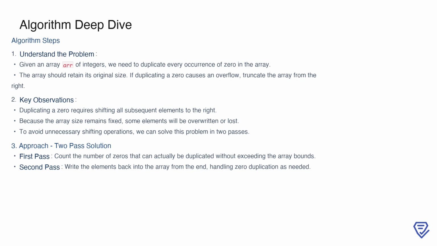Instead of shifting elements repeatedly, we can optimize the process using a two-pass solution. First, we count the number of zeros that can be duplicated without exceeding the bounds of the array. Then, we work backward through the array to rewrite its contents, duplicating zeros as needed. This structured approach minimizes unnecessary operations and ensures we meet the problem's constraints efficiently.